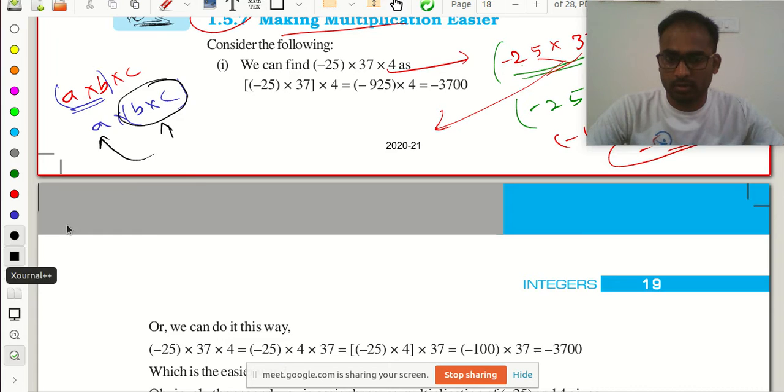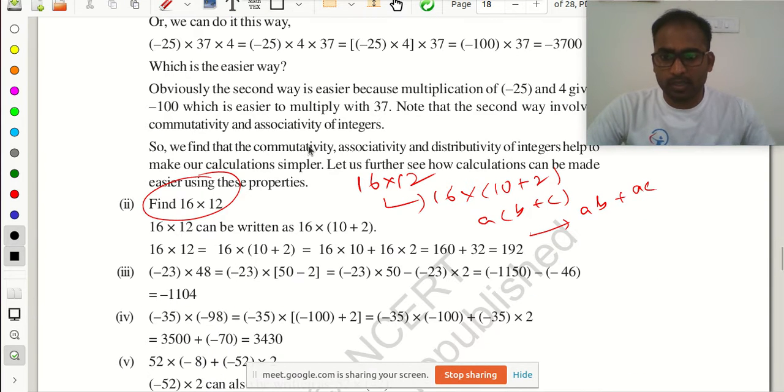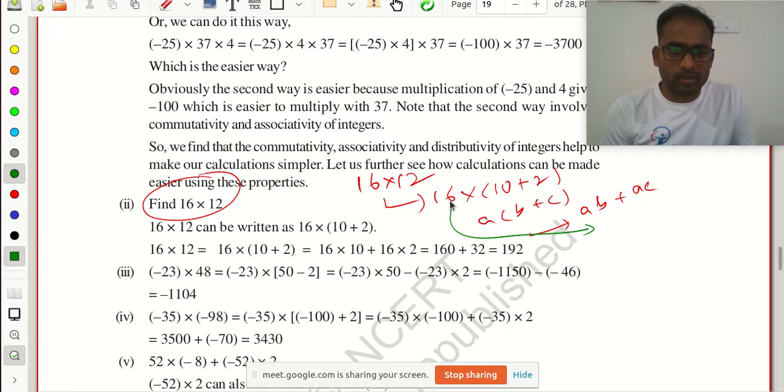See, in this example, find 16 multiplied with 12. I can write 12 as 10 plus 2. By using the distributive property, A into (B plus C) I can write as AB plus AC. So what is the value here? 16 multiplied with 10 is 160, plus 16 multiplied with 2 is 32. So 192 is the answer.